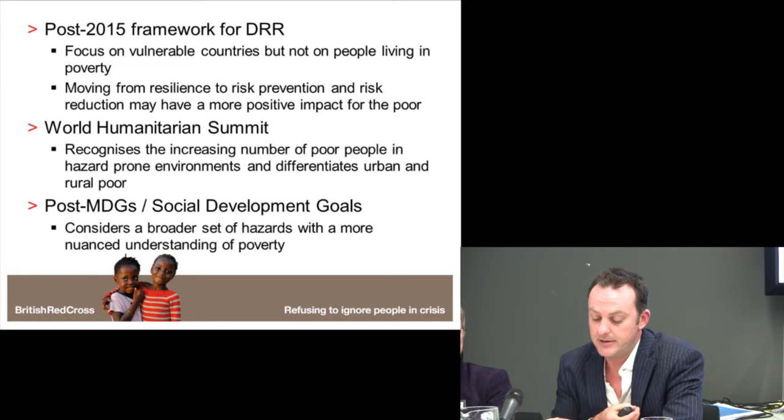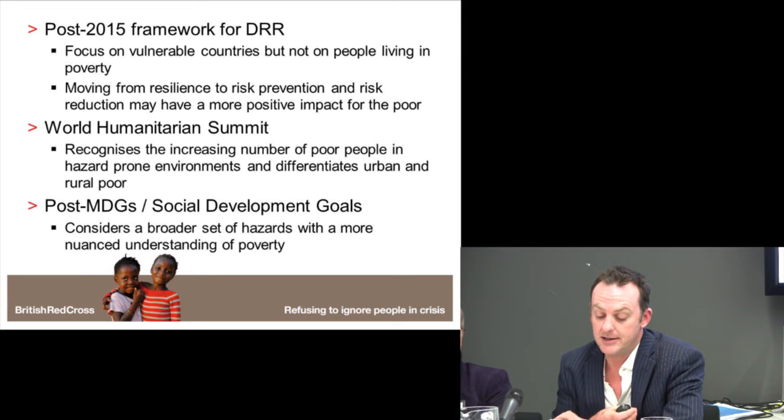The World Humanitarian Summit, while it's still at an early stage, also doesn't particularly link poverty and risk. That said, it does go further than the post-2015 framework on DRR. It does reference, for instance, that there are increasing numbers of poor people living in hazard-prone environments. And it also does start to look at disasters in terms of multiple risk contexts, and it differentiates the impacts of different sorts of disasters on the urban poor. So there is some progression, I guess, from the zero draft framework that we have for the post-2015 DRR framework.